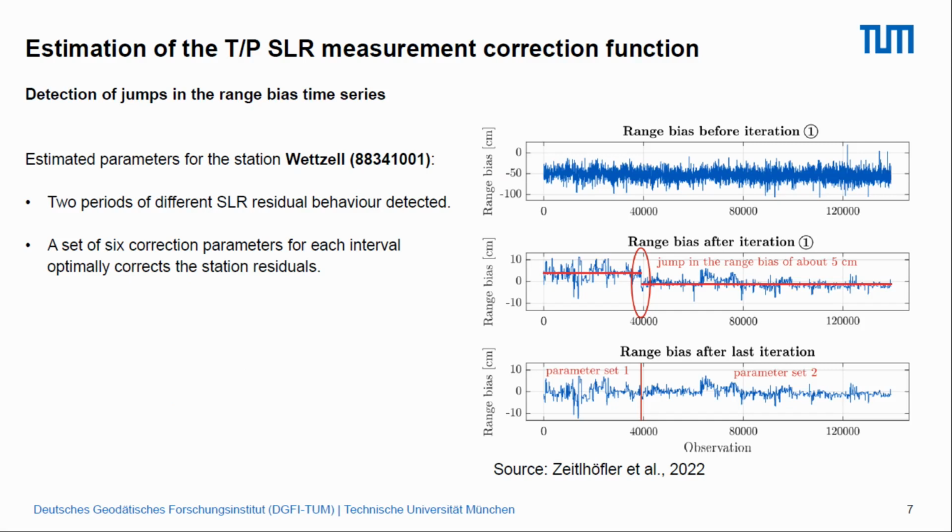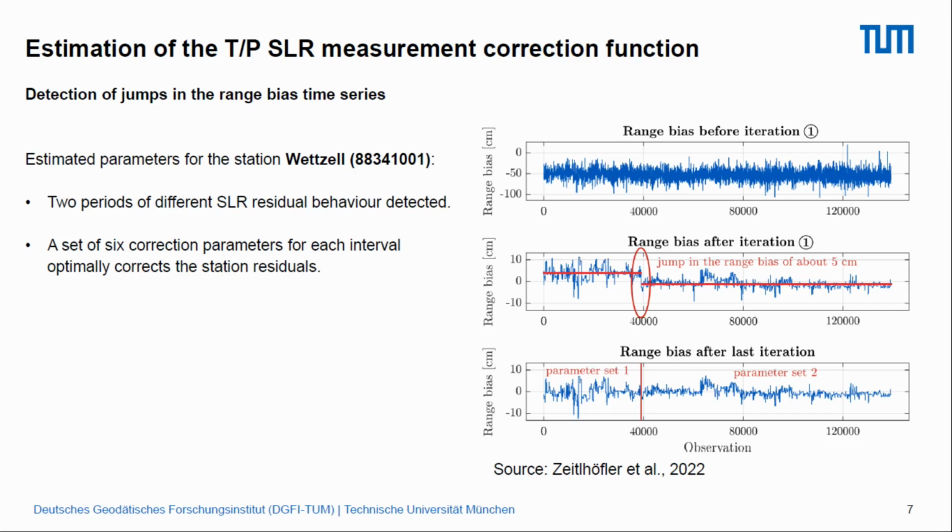I chose the example Wettzell here. For some stations, we saw after the first iteration a jump in the range biases. It was not visible in the first one because the range biases were up to 70 centimeters, but after removing the most part of the range bias with the correction function after the first iteration, this phenomenon was visible. It might be that in some cases the system components at the station, for example the laser, the detector and so on, changed, and this changed the general behavior of the observations of the station.